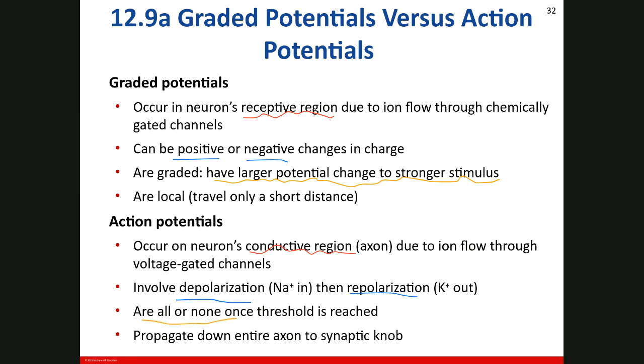The other difference which we have between these two is this. The graded potential is very local and it can travel only in a short distance, but the action potential can propagate all the length of the axon, and after that it can reach the synaptic knob. These are the differences which we have between graded potential and action potential.